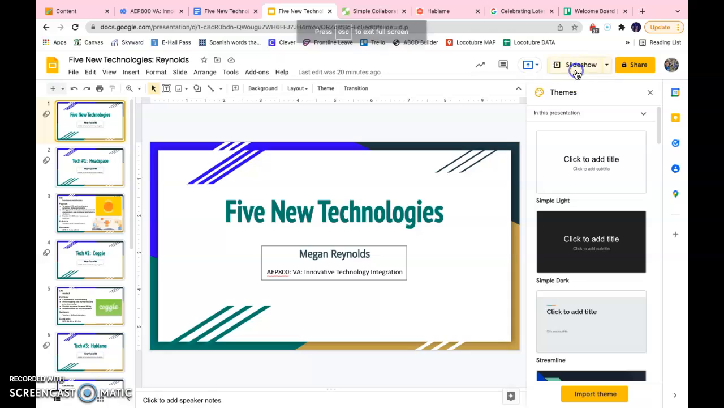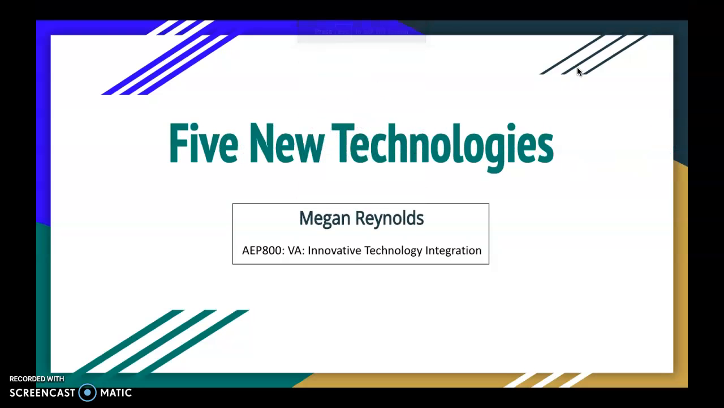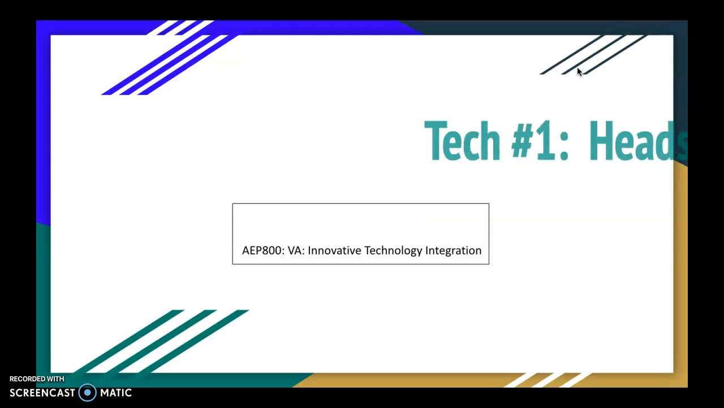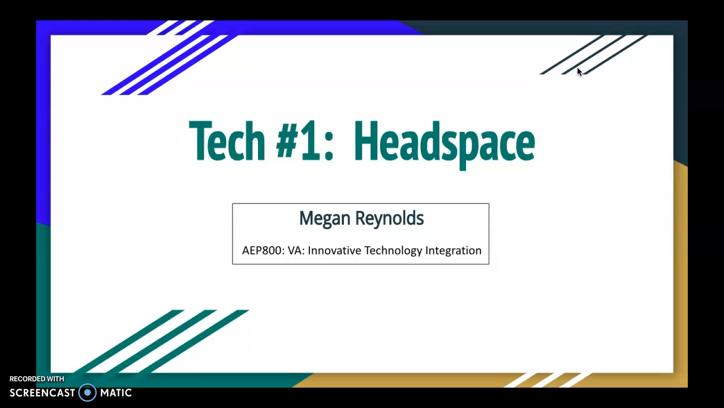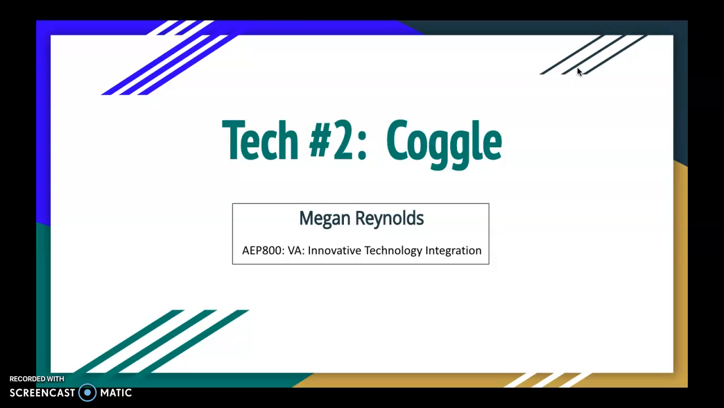This is the next video in a series that I'm calling 5 New Technologies. This next tool that I have to show you is a little different than the first one, Headspace. This next tool is called Coggle. Now this is going to appear more of an academic tool, more of an educational tool.